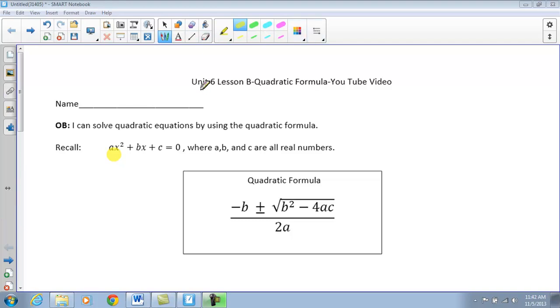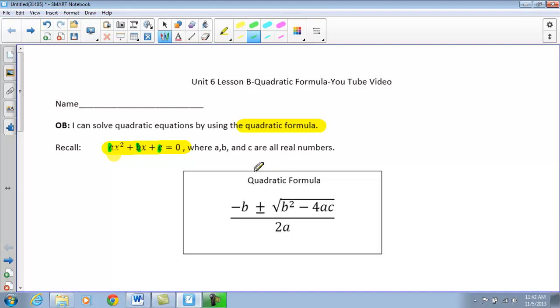Alright, tonight we're going to take a look at Unit 6, Lesson B, the quadratic formula. Tonight, your objective is to be able to solve a quadratic equation by using the quadratic formula. Remember before, our quadratic equation is always set up ax squared plus bx plus c. And remember, our a, b, and c are all real numbers.